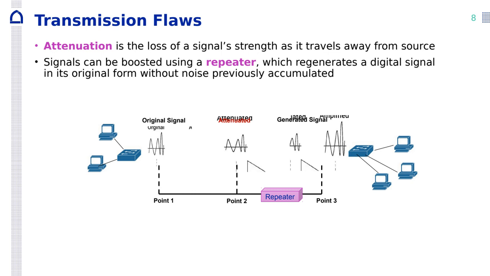So a repeater is used with digital signal. You have to make sure. Okay? If it was an analog signal, we use an amplifier. You write this note, okay? For analog, they use an amplifier.